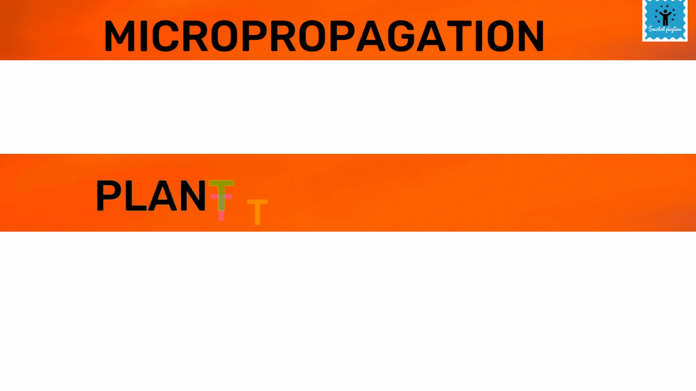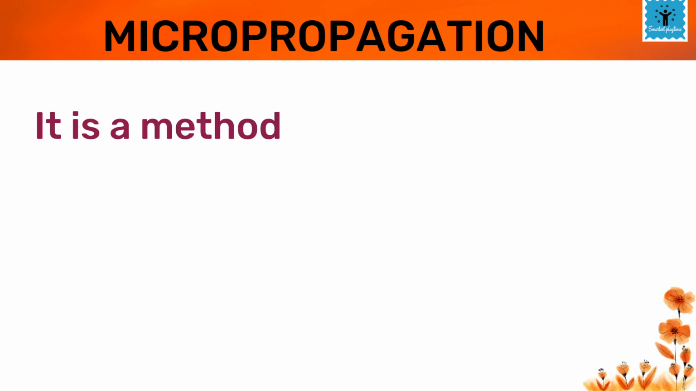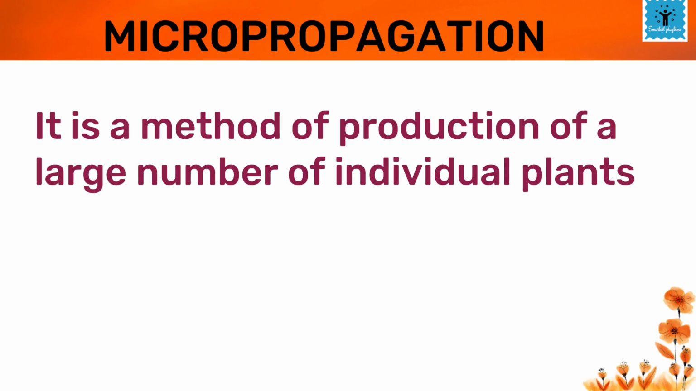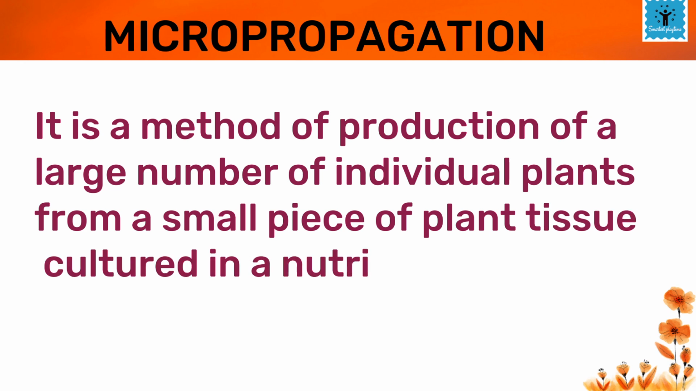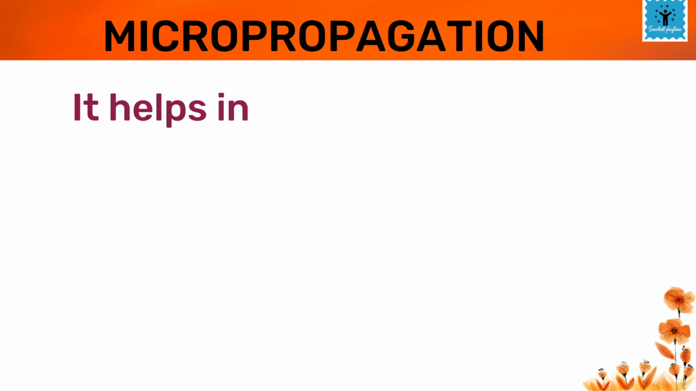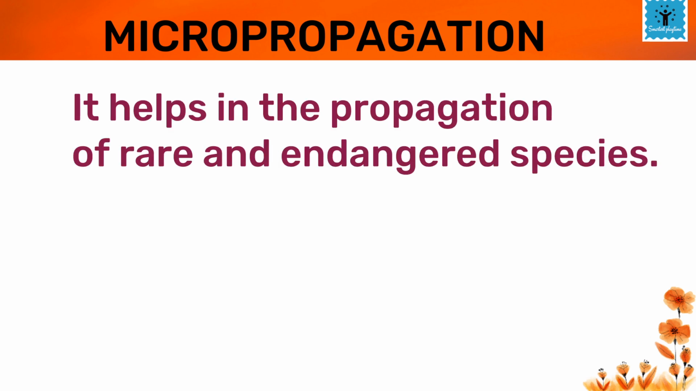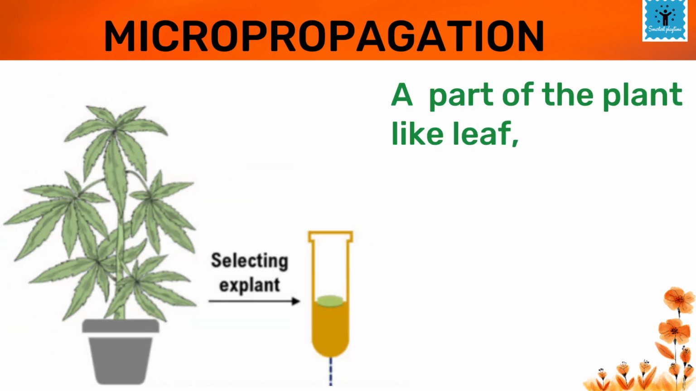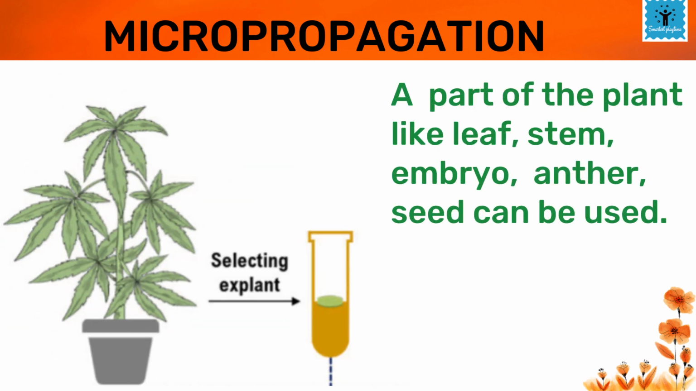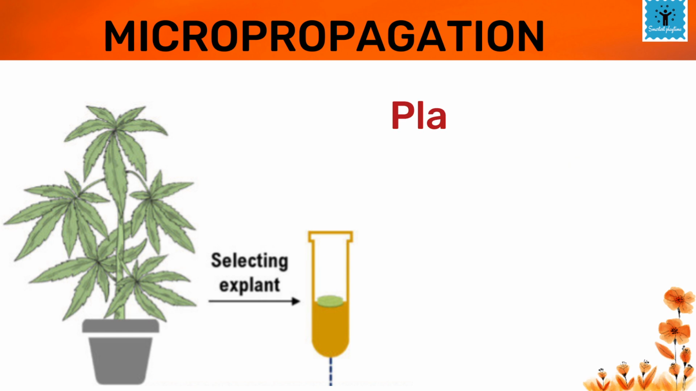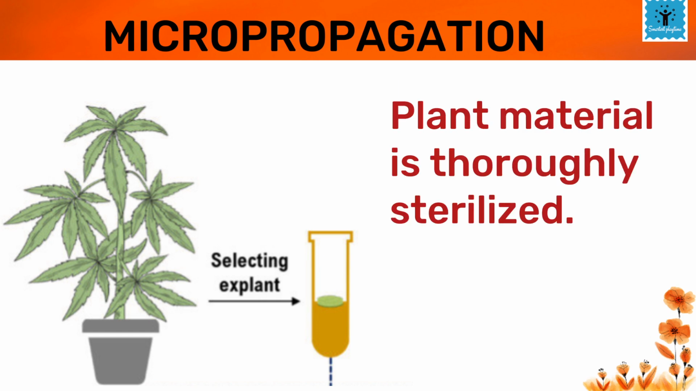Another method is called micropropagation or plant tissue culture. It is a method of propagating a large number of plants from a single plant in a very short time under laboratory conditions. This method allows propagation of rare and endangered species that may be difficult to grow under natural conditions. To start plant tissue culture, a part of the plant such as leaf, stem, embryo, anther or seed can be used. The plant material is thoroughly sterilized.